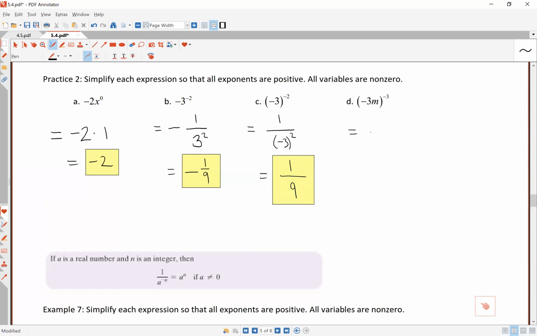With an exponent of negative 3 outside the parentheses, everything gets moved to the bottom because it's in parentheses, and now it's to the third power. When we raise negative 3 to the third power, that's 3 negatives, which gives me negative 27, and then m cubed. So that's negative 1 over 27m cubed.